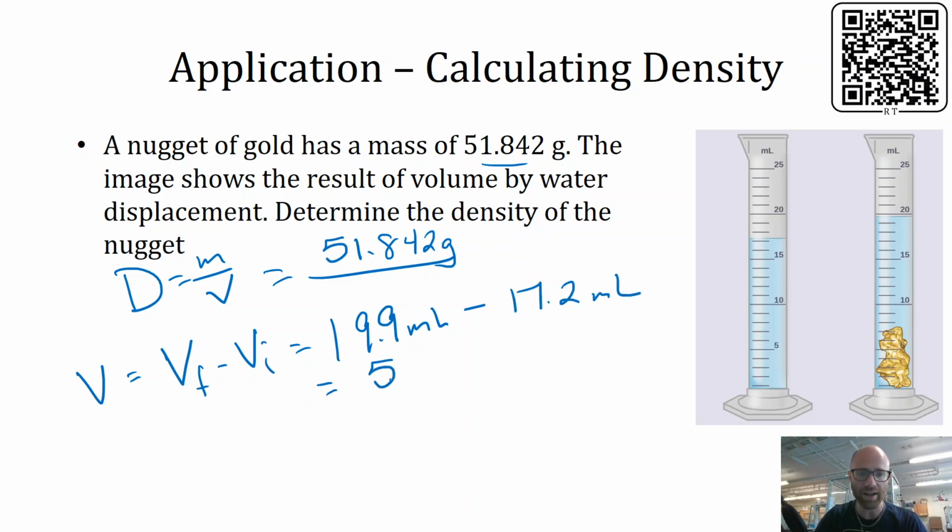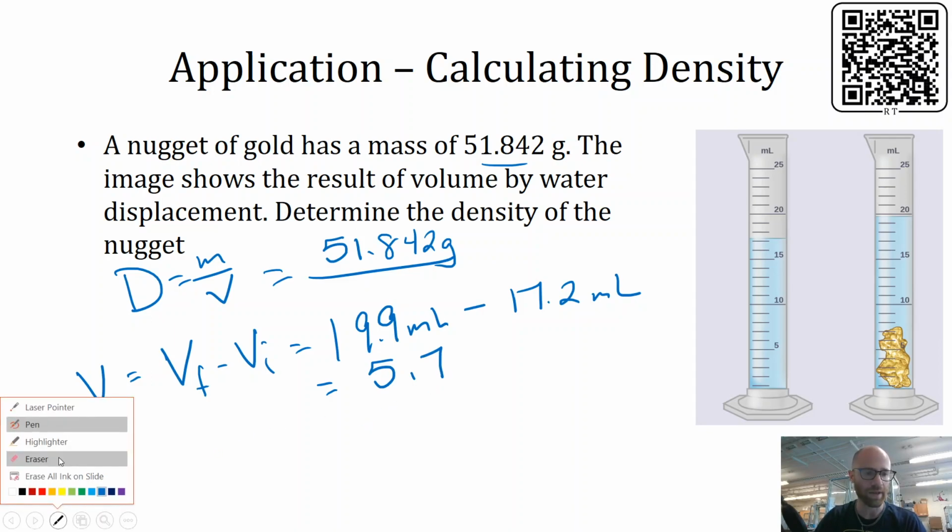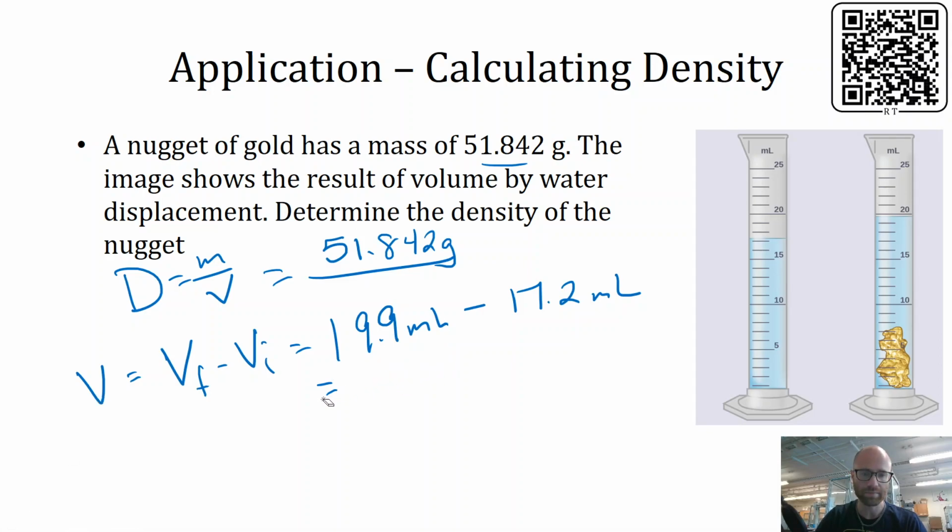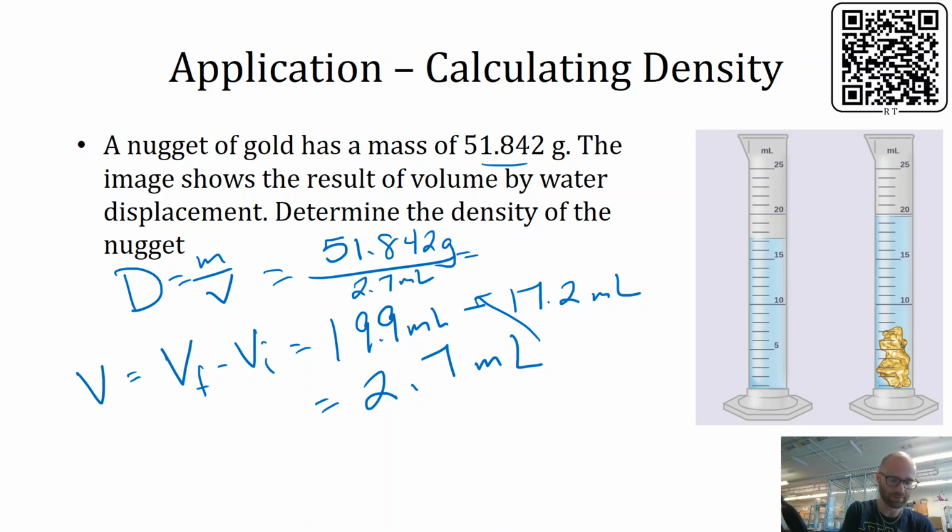So that's going to equal, that's not 5.7 at all. I can't do math. 2.7 milliliters. Then you want to plug that back in for your volume. Grab a calculator. And we get 19.20 grams per milliliter.